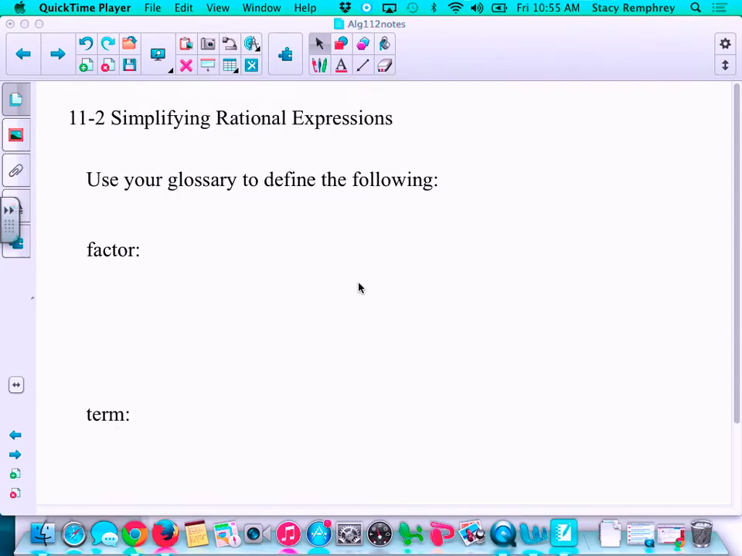This is just the beginning of the first half of 11, which we're just going to split 11 into two parts. And it's simplifying rational expressions. This is the basic fundamental idea we're going to need for the rest of the chapter.